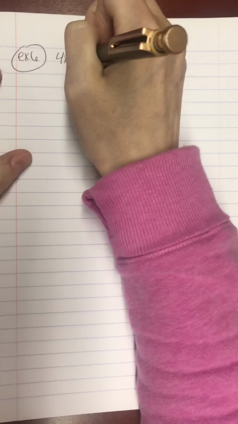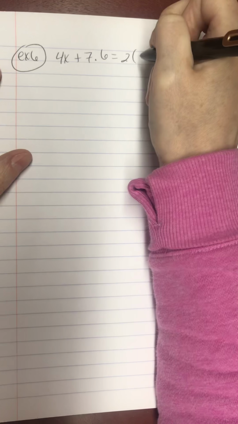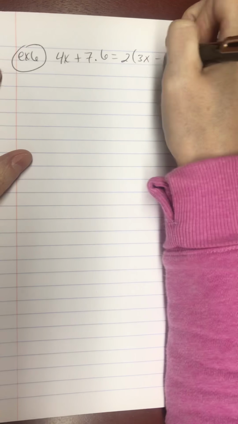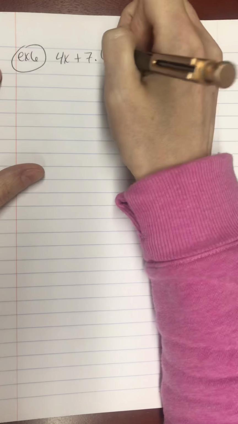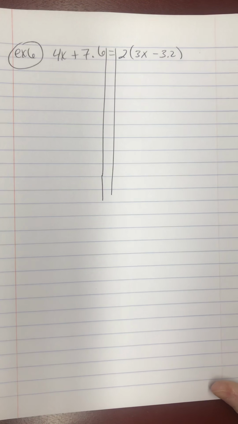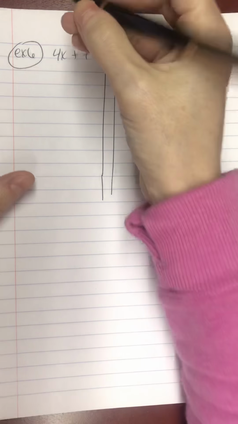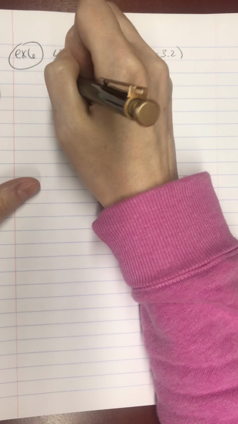Okay, so let me line that up again. Example 6. Here we go. 4x plus 7.6 equals 2 parentheses 3x minus 3.2. Actually, let me make that kind of long. Okay, there we go. All right, this is a big equation. There's a lot happening here. If you look at this, there's no combining like terms to do, so that's cool, but we do have distributive property.